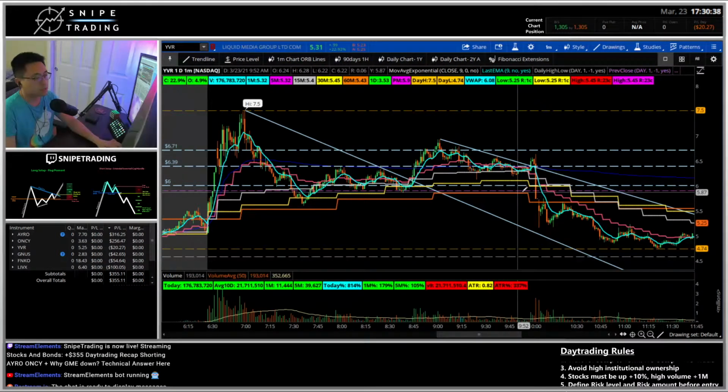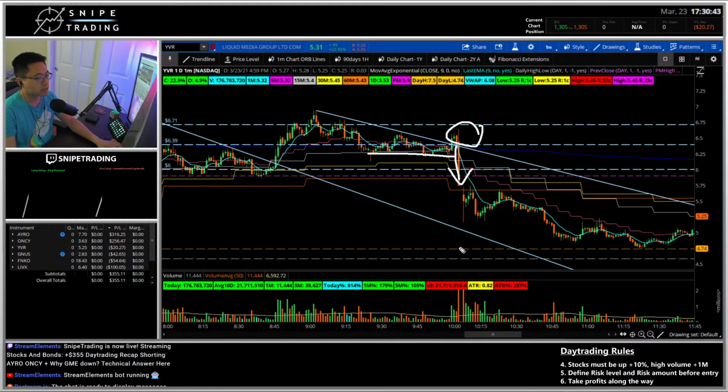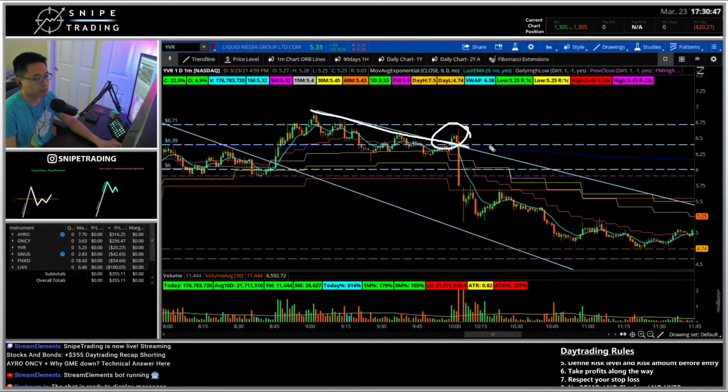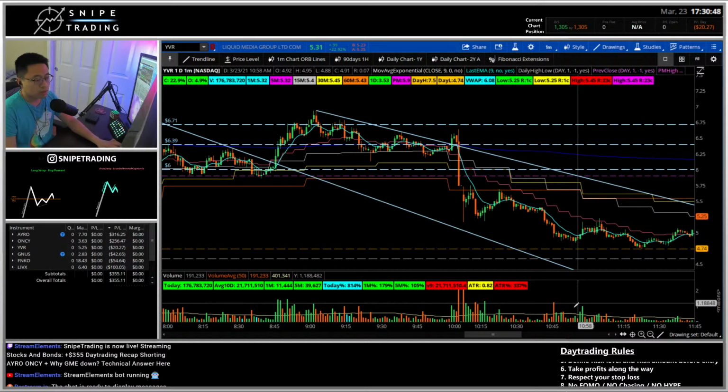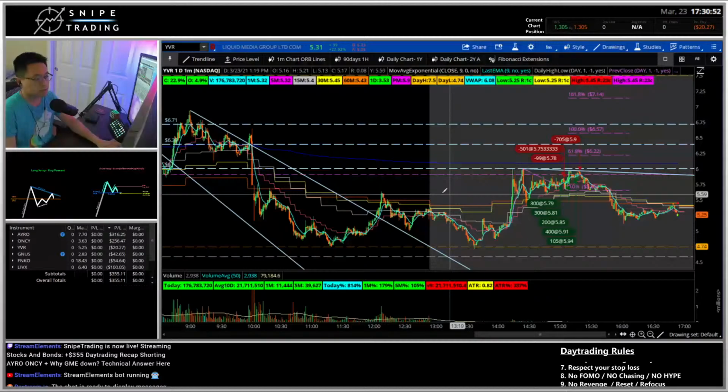But I don't see anything else here. It was extended here, so this flag got a wash, high volume, so it kind of trapped a lot of longs there on this flag break. But I was stalking this after hour because it had a nice looking flag here.